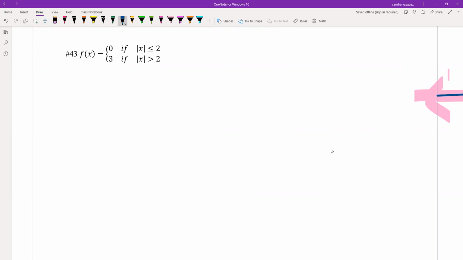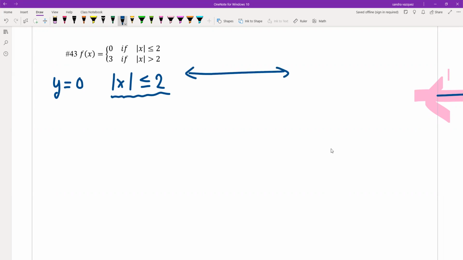I'm going to separate it. So this will be y is equal to 0 for the first part. And then absolute value of x is less than or equal to 2. The hard part is the absolute value, okay? Because with absolute value you gotta find all of the numbers that can satisfy this condition, okay? For example, if I plug in a 1, absolute value of 1 gives me a 1, okay? So I'm thinking like this on my number line. What numbers can I pick that satisfies this condition?